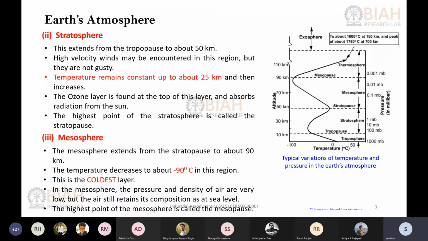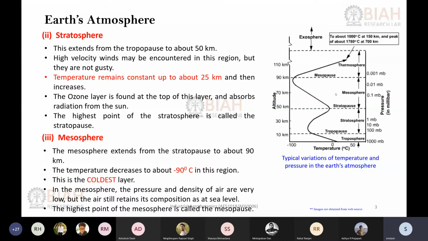And most of the high speed jet planes fly in this stratosphere range. In the troposphere you see weather conditions, like there is season, but in the stratosphere you don't see such a thing. There is no seasonal variation in the stratosphere, only the troposphere has seasonal variation. And then we go to the next layer.